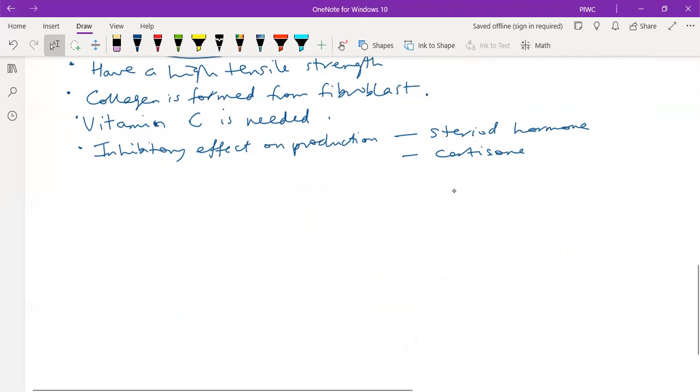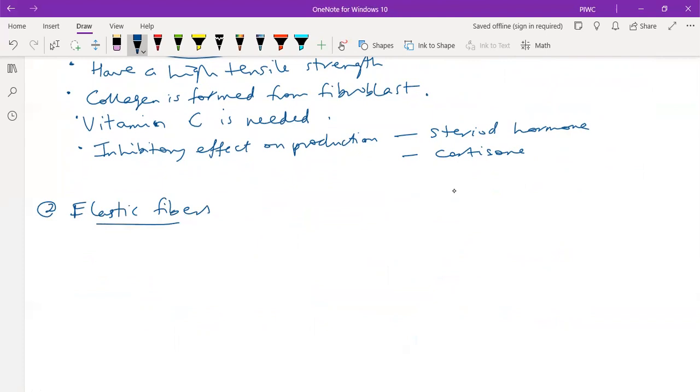Now let's talk about the elastic fibers. So the second one is the elastic fibers. The elastic fibers are single and they undergo branching so as to form a diffuse network. Yes, single and they undergo branching. So they're branched.